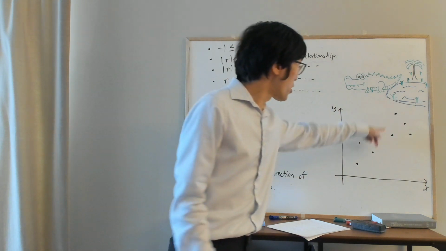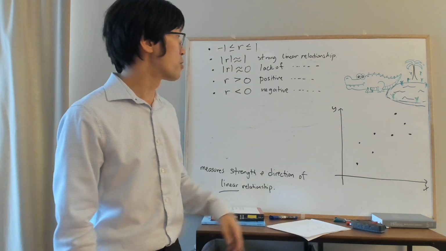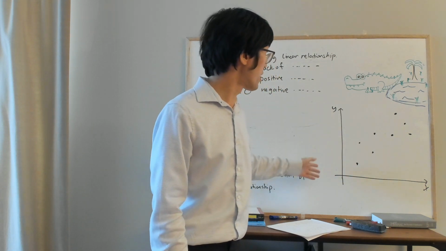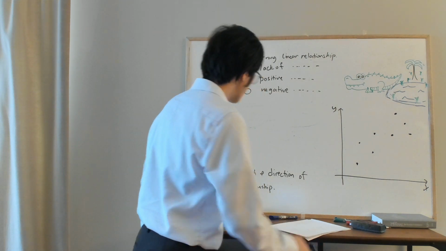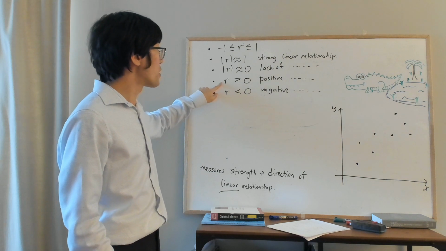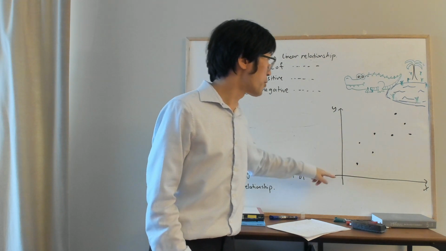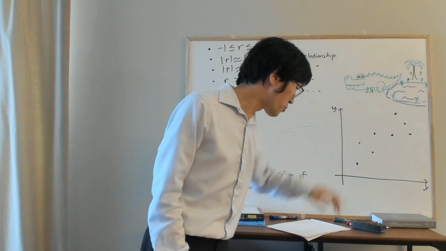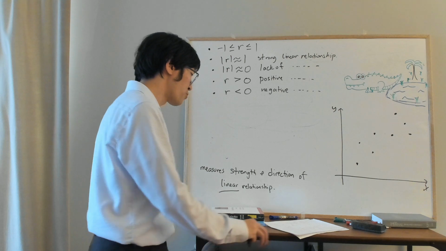Okay, so in this plot here, we see that as x increases, y also tends to increase. So the correlation here would be positive, right? The slope of the line that relates x and y would be positive. So what we can see here is that the correlation tells us that y increases as x increases, but it doesn't tell us how we can predict the value of y from x.